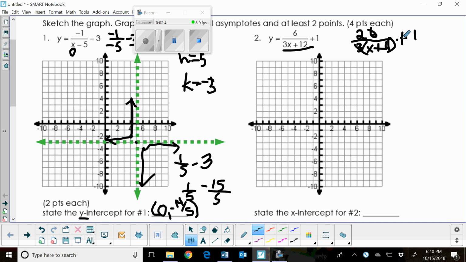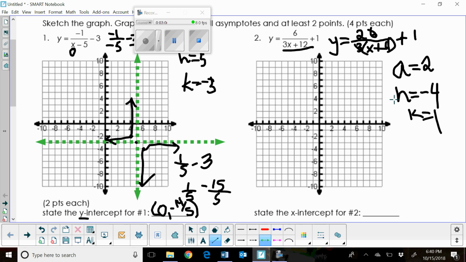Plus 1. So let's define our a, h, and k in this equation. A, I just reduced that to +2. H is going to be -4. It's what makes the denominator 0, which is -4. And K is +1. And again, let's throw in our asymptotes. So we have a vertical asymptote at the horizontal shift, which was right here at -4. We have a horizontal asymptote at +1.